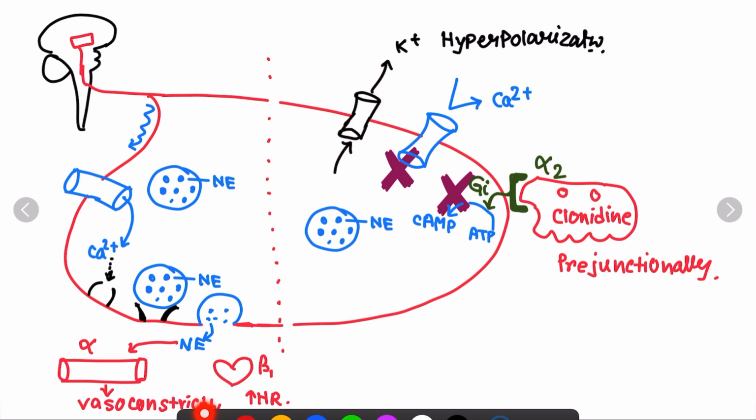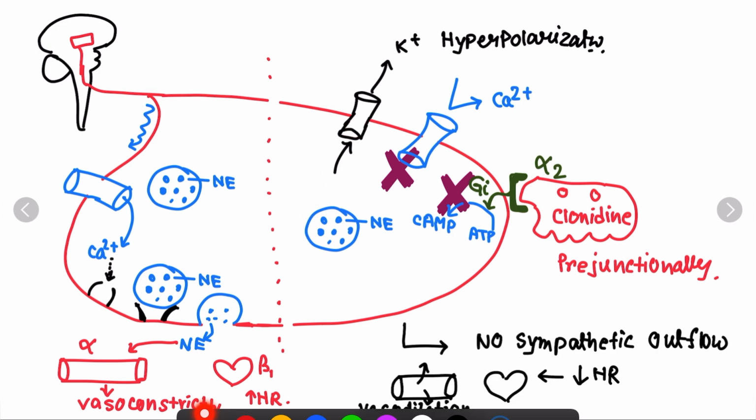Because of this activity, potassium goes outside the nerve endings, which leads to hyperpolarization. So this nerve cannot be excited anymore. Therefore this norepinephrine cannot degranulate. Therefore it leads to inhibition of the sympathetic system. Okay, so the ultimate result is no sympathetic outflow, rather inhibition, and therefore there is reduced heart rate as well as vasodilatation.